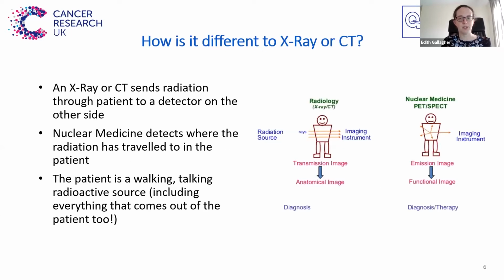So how are we different to other imaging that takes place? Well, an X-ray or a CT scan sends radiation from a radiation source to a detector on the other side of the patient, whereas in nuclear medicine, the patient is the radioactive source and the camera is detecting where it is inside the patient. And this means that as the patient is the radioactive source, everything that comes out of the patient is radioactive too.